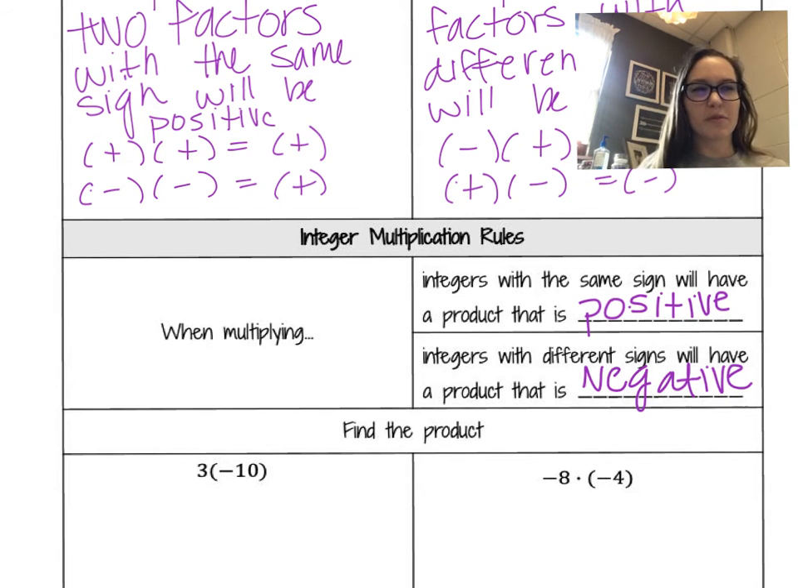So, no more remembering, oh, which one's bigger? Do I subtract? Do I add? I mean, we still got to remember those. But multiplying and dividing, a little bit easier. Okay? So when you multiply, all you're going to do is multiply the numbers and then figure out should it be positive or negative based on the signs of the problem.